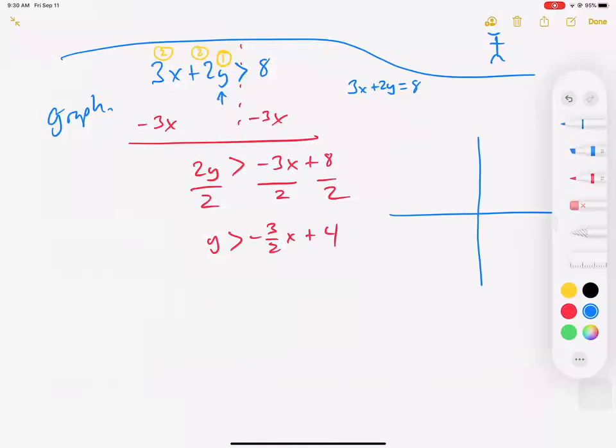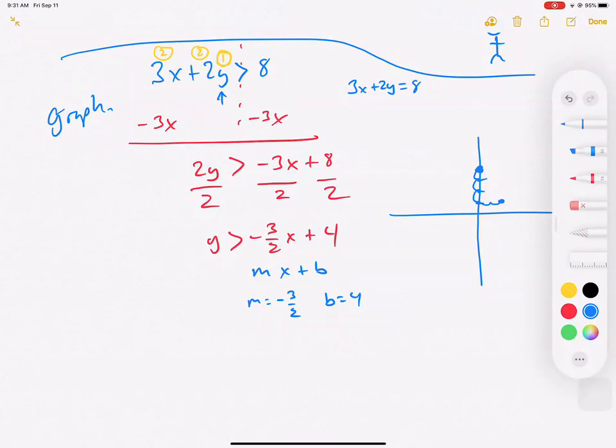The y-intercept is mx plus b. M is negative 3 over 2, and the b value is 4. 1, 2, 3, 4. Put a dot. Since my slope is negative, am I going to be making money or losing money? I think I'm losing money. 1, 2, 3, 1, 2. Put a dot.